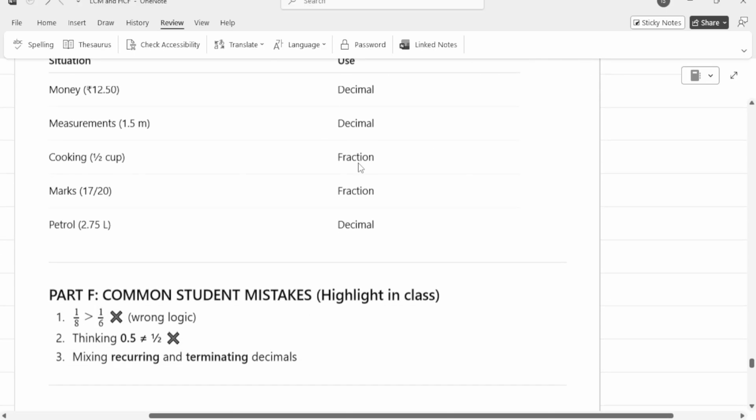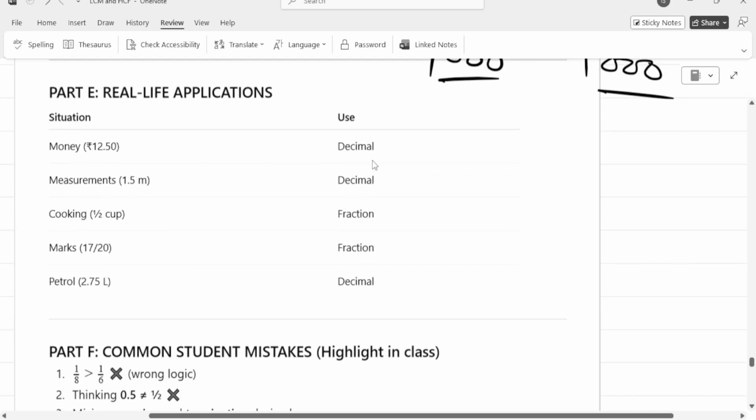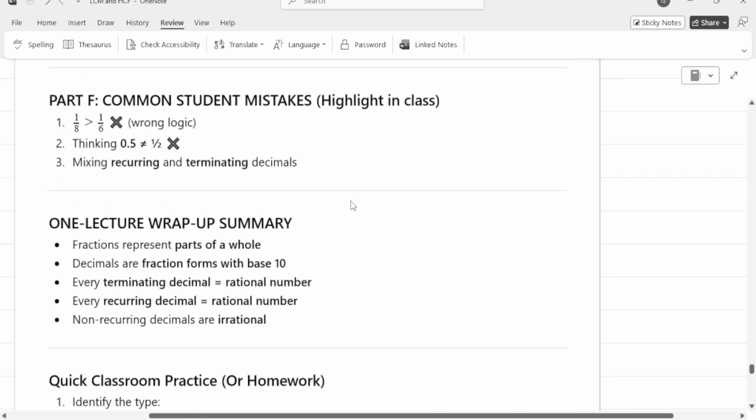So money is in decimal form, cooking uses 1 by 2 in fraction form, marks like 17 in fraction, a real life application where we use decimal form. I already explained, you can solve which one is correct.